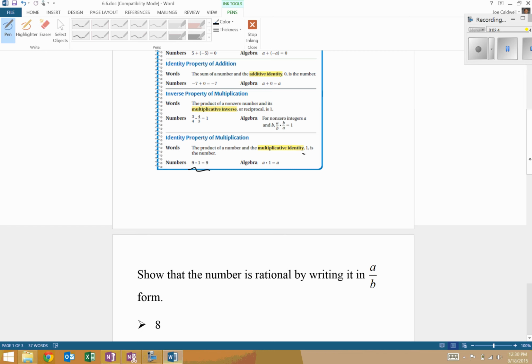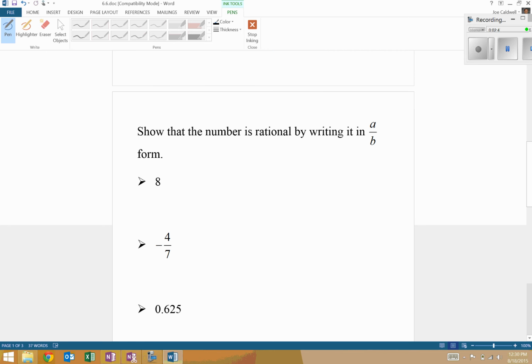So first off, let's show that a number is rational by writing it in A over B form. So that, in this case, would be, just make it into a fraction. For these, we don't want anything out front. Seems kind of silly, but if you have a negative number out front, tack it on to one of the numbers, either top or bottom. So we just have the A over B form.